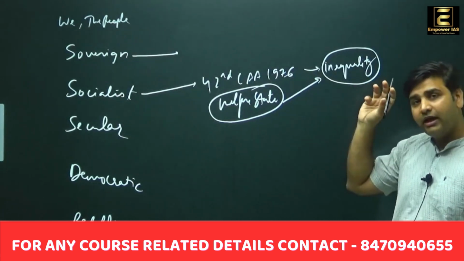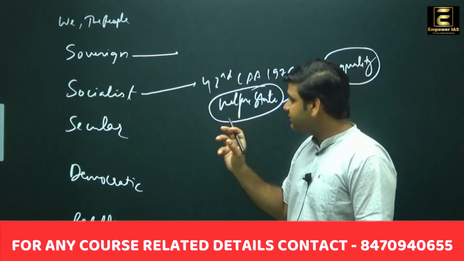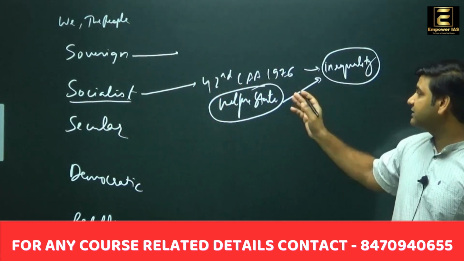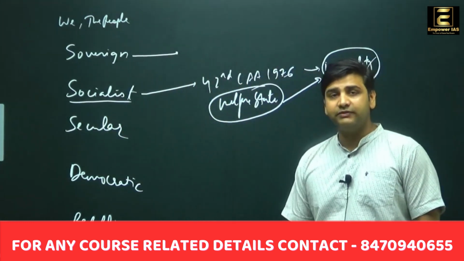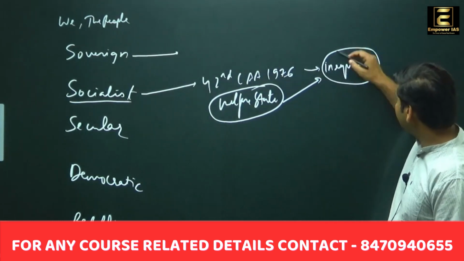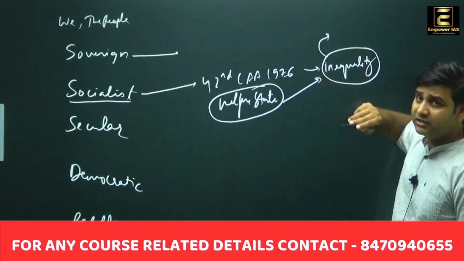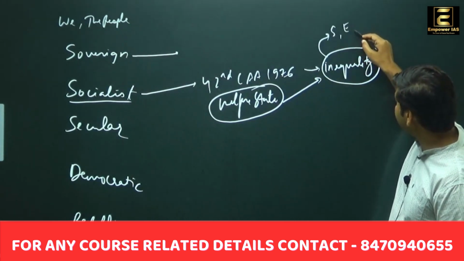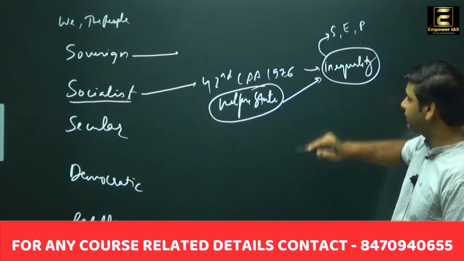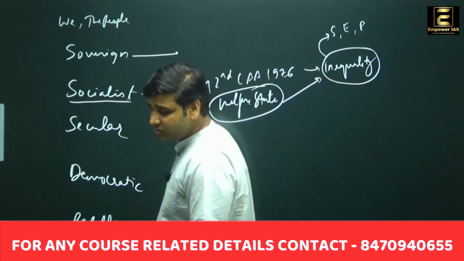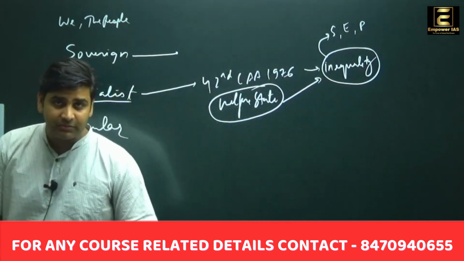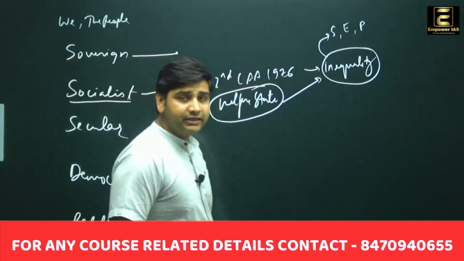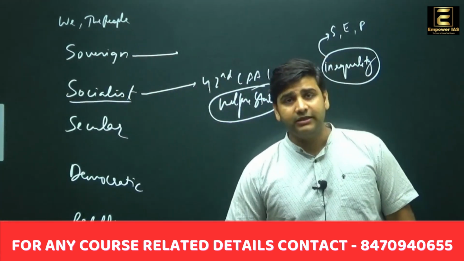This ideology, or this idea, is reflected in the word socialist, which was inserted by the 42nd Constitutional Amendment Act in 1976. What kind of inequalities are there in India? If you see, there are social inequalities, there are economic inequalities, and it also talks about political inequality. While we were giving the constitution to ourselves, meaning the people were giving the constitution to themselves, we had already eliminated the political inequality in the country.